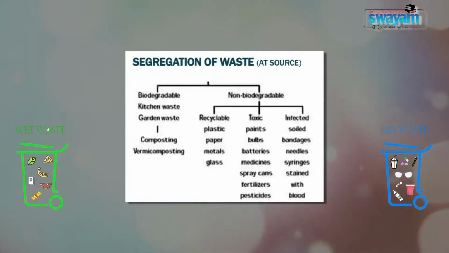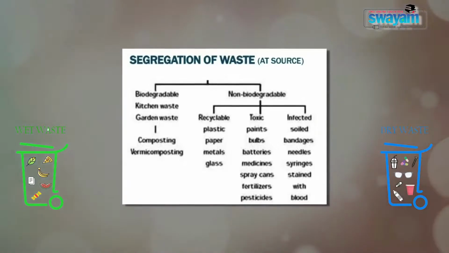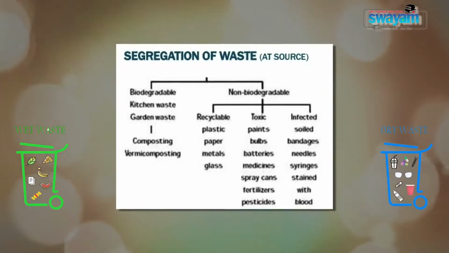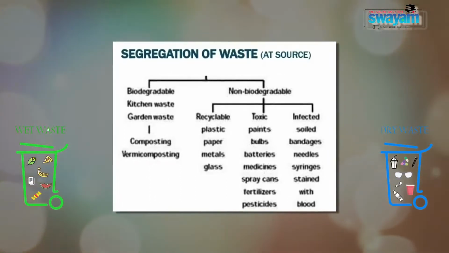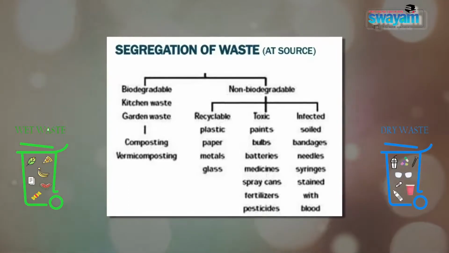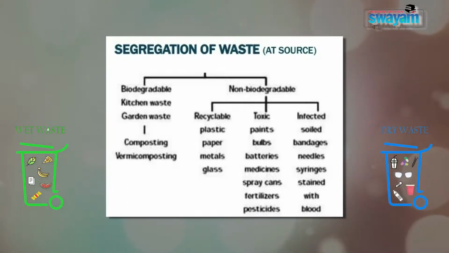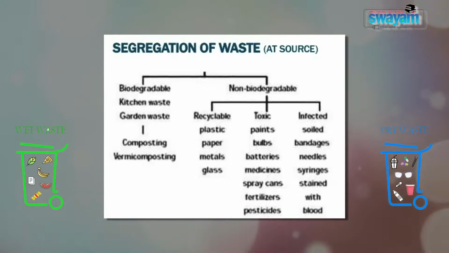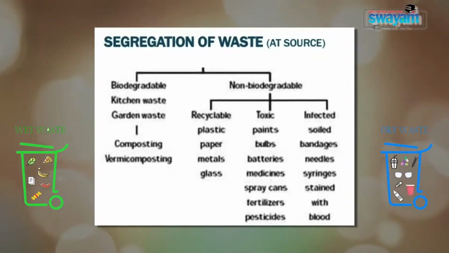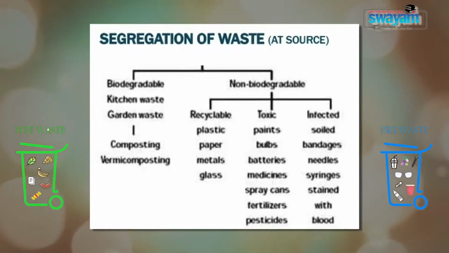Segregation of waste can be done by 2 methods. One is biodegradable, another is non-biodegradable. It mainly involves biodegradable waste, kitchen waste, garden waste, and it can be degraded by means of 2 technologies, that is composting and vermicomposting. Another one is the non-biodegradable, which is mainly divided into 3 parts: recyclable, toxic and infected.